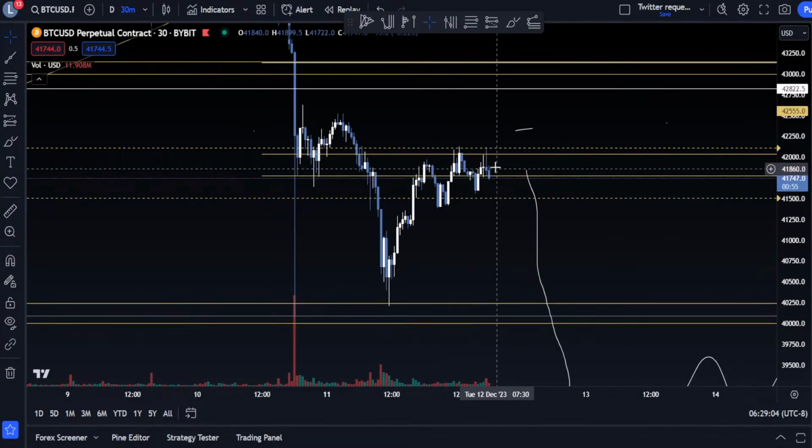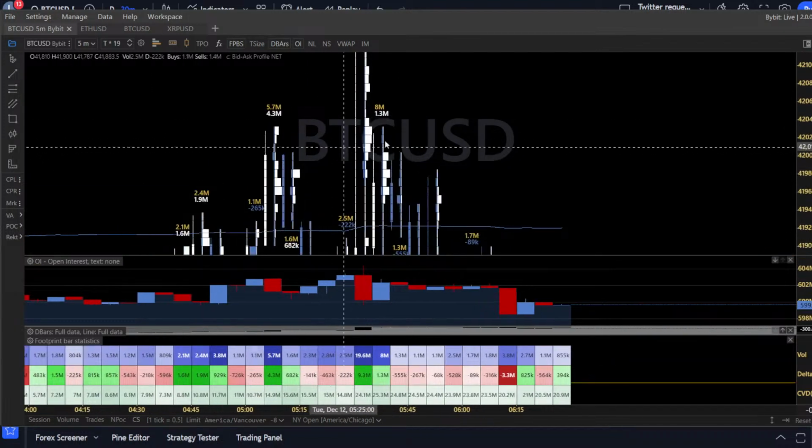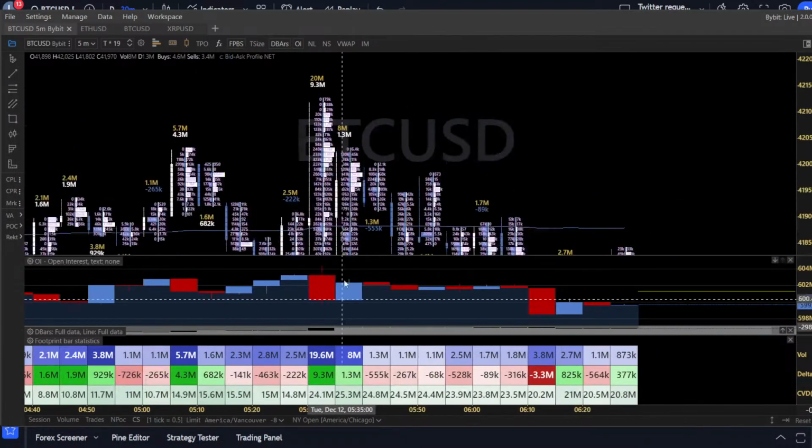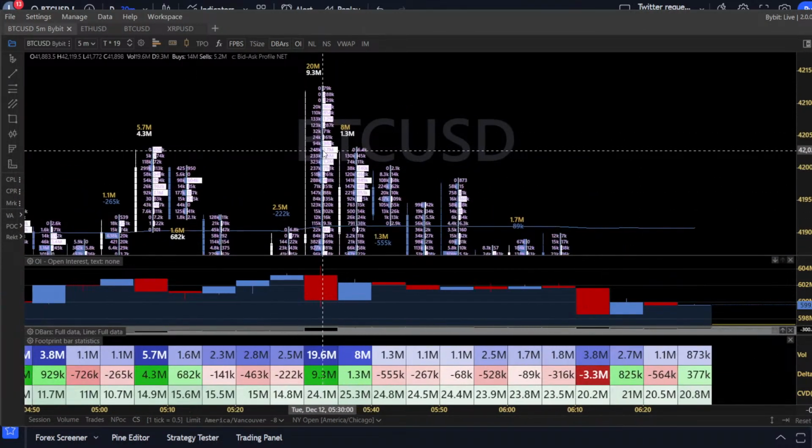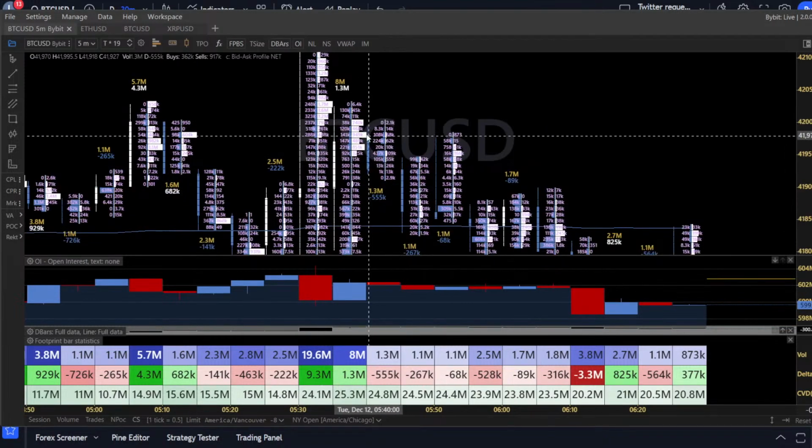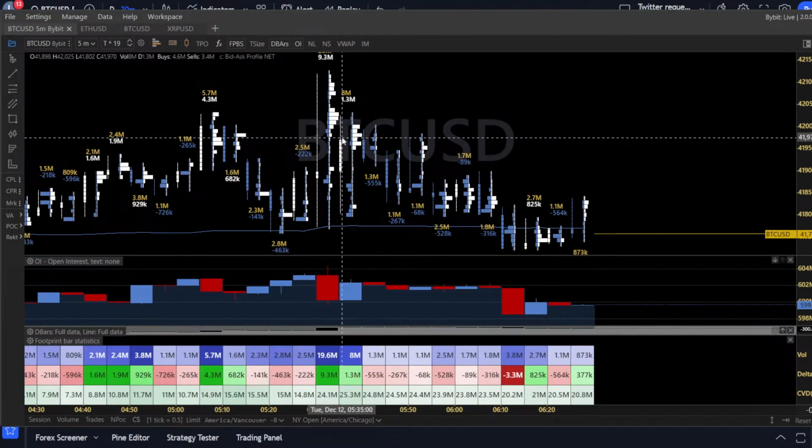We did have a big 8 million delta local high there. Not surprised to see a local pullback. And this big 9.3 million delta shorts being stopped out.